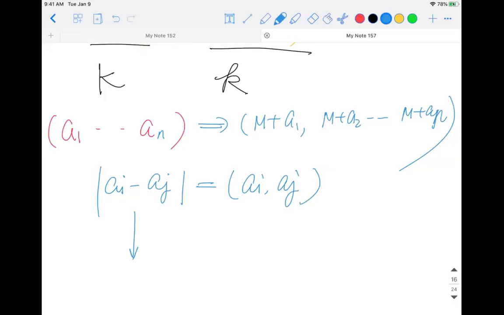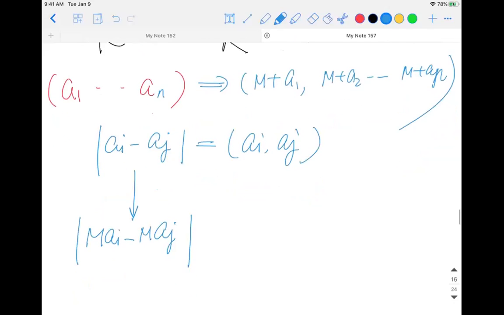This part, AI minus AJ, if I output an AM, okay, AI put an AJ. If I just put an M for every single term, this is not a big deal, right? This is going to be increased by M. That's it. Nothing will be changed.